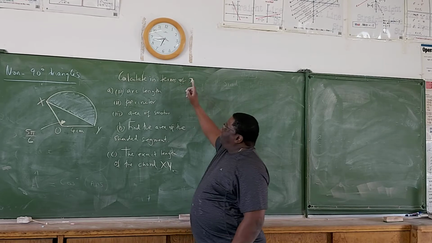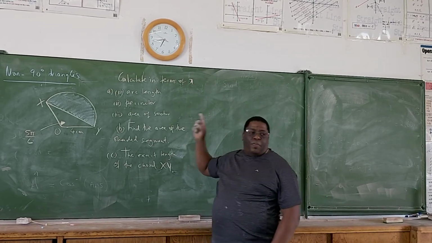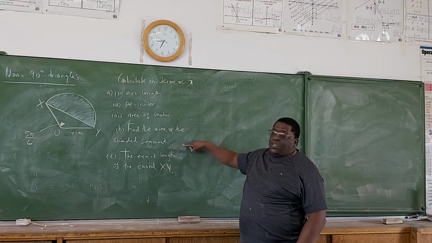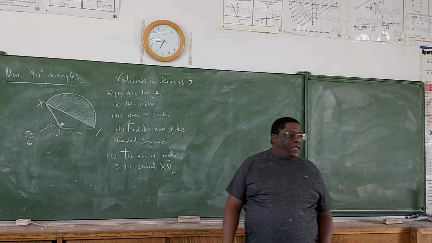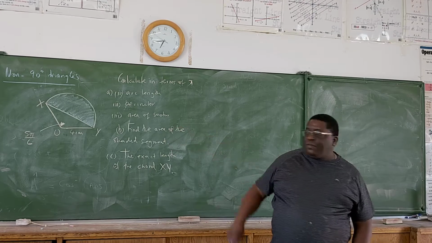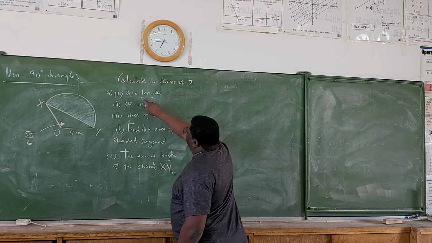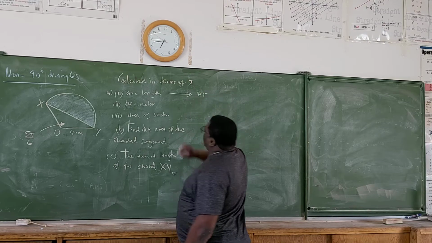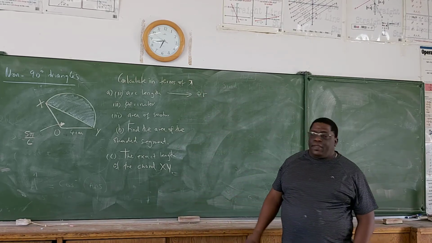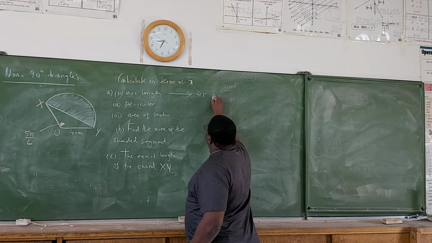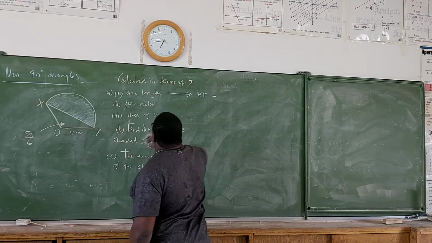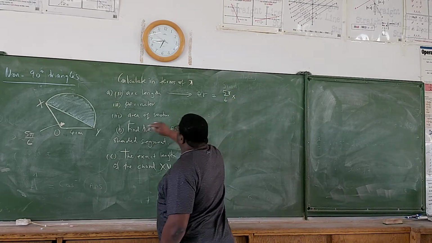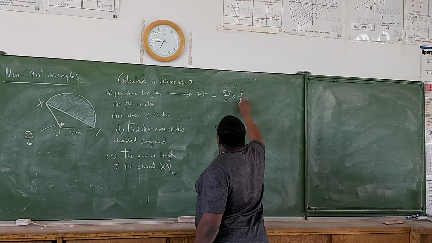For the first part, you just have to leave your answer in terms of pi. Here, when it comes to the area, it's better your calculator is in radian mode, because it's given in radian form. So when you are supposed to find the arc length, the arc length is going to be 5 pi upon 6 times the radius of 4.